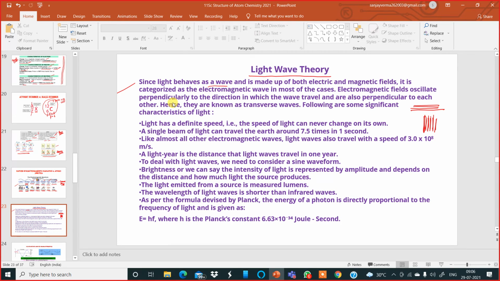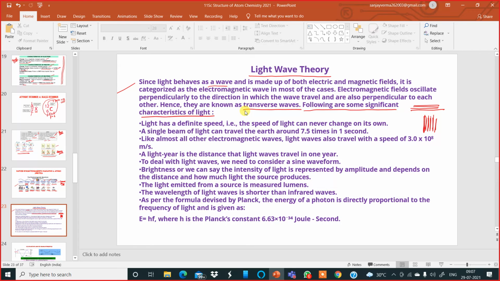Now here you must remember, electromagnetic fields oscillate perpendicularly to the direction in which the wave travels and are also perpendicular to each other. Hence, they are known as transverse waves. So please remember, these electromagnetic waves are transverse waves.